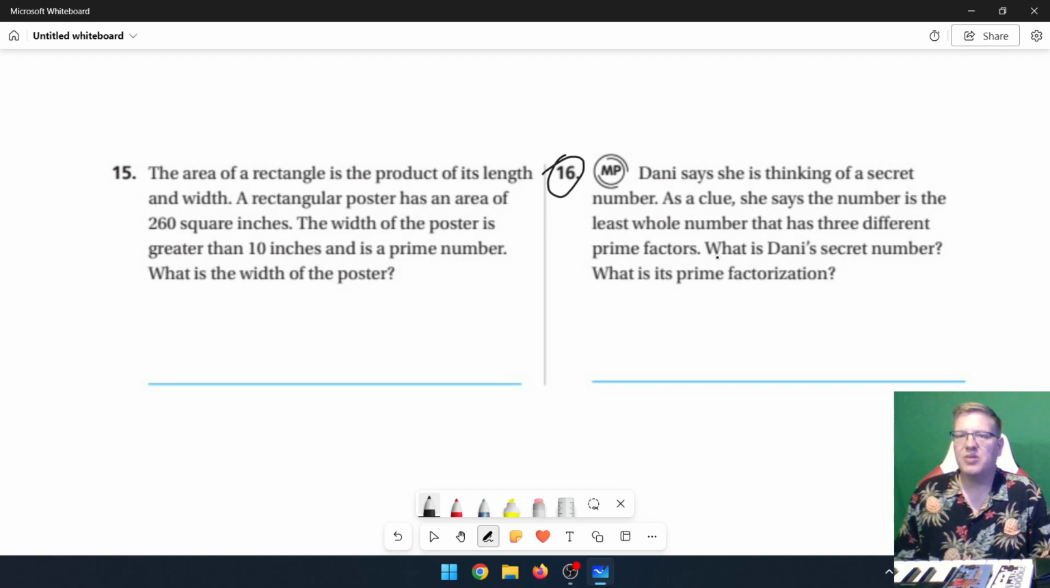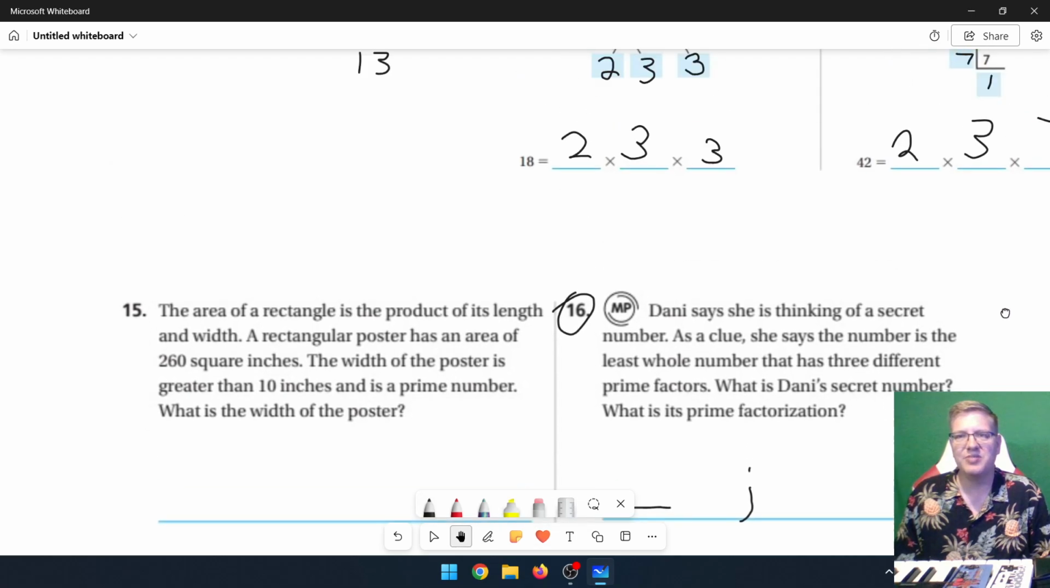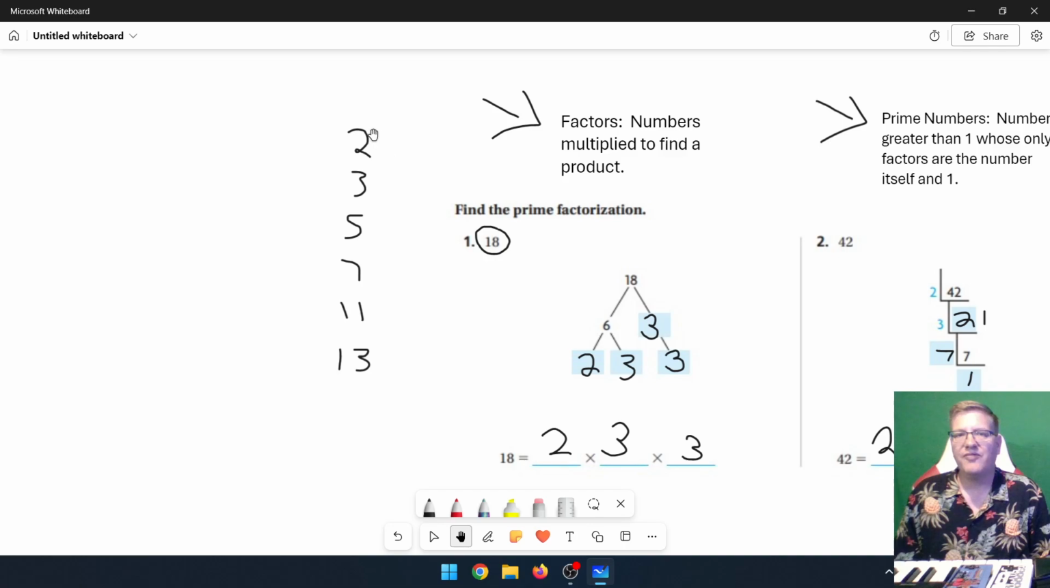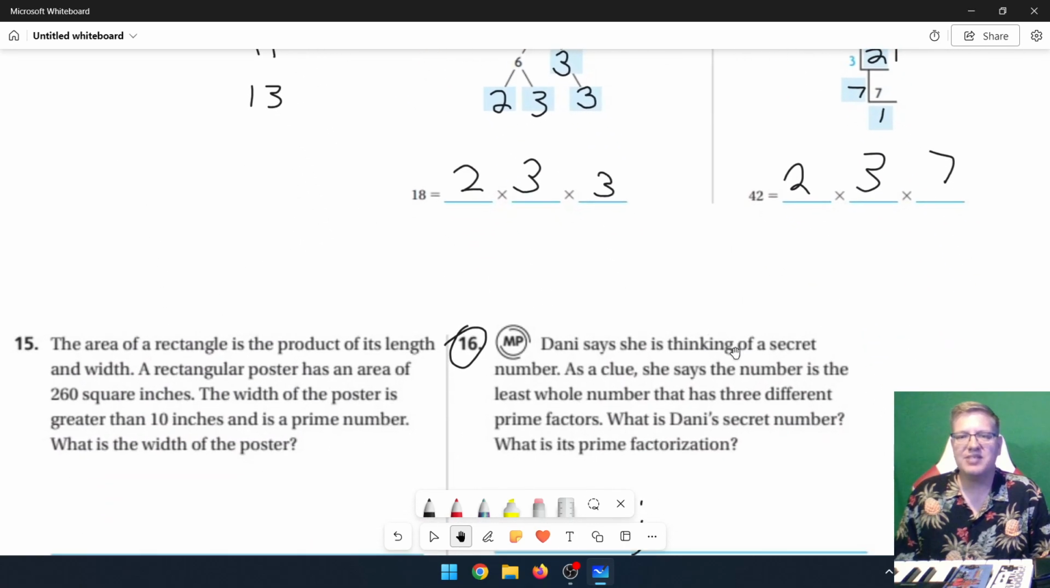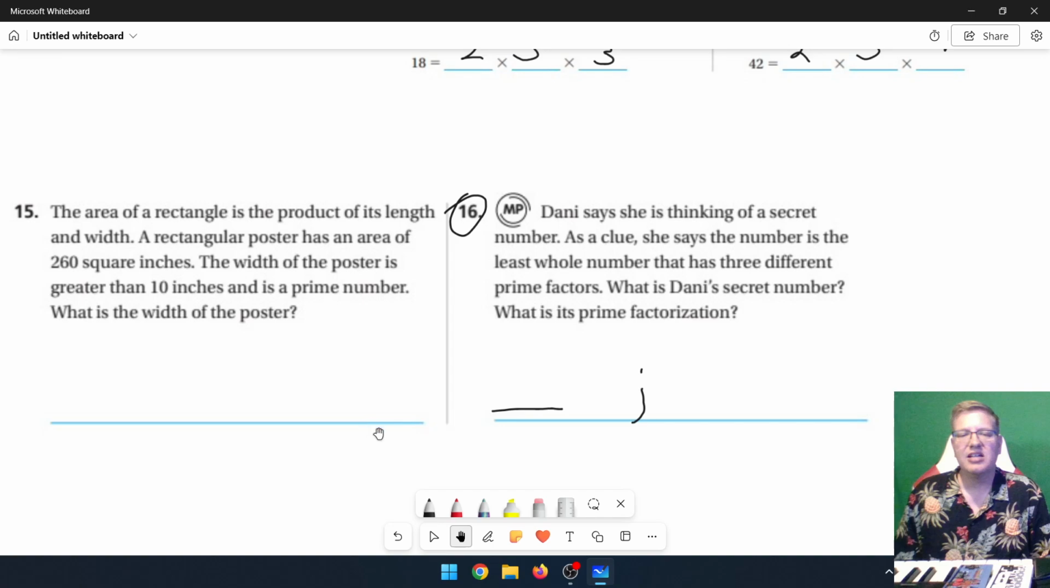So we want to know what the secret number is, so I'll leave a little blank for this. And then we need to know what its prime factorization is. So we are going to write out the multiplication problem using only prime numbers that we can use to get to this answer. Going back up to our list for just a moment, our first 3 prime factors are 2, 3, and 5.